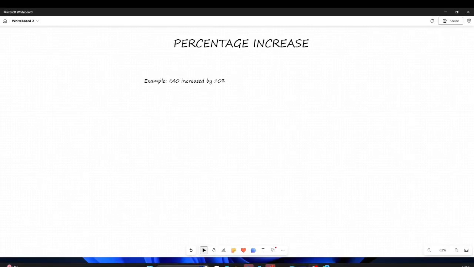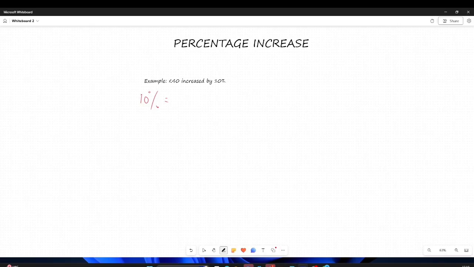Welcome back, guys. Today we're looking at percentage increase. It simply means the price of an item has gone up by a certain percentage, and so if a price has gone up by a certain percentage, it means that you end up paying more than you would initially pay. So let's have a look at the first example.